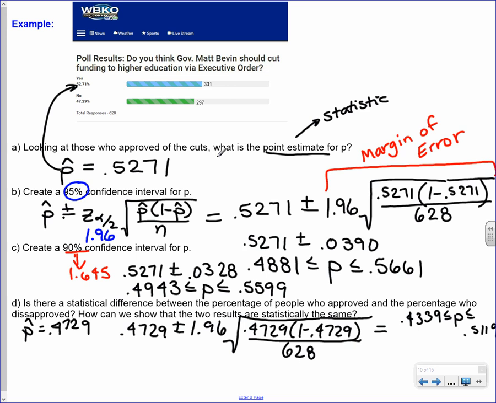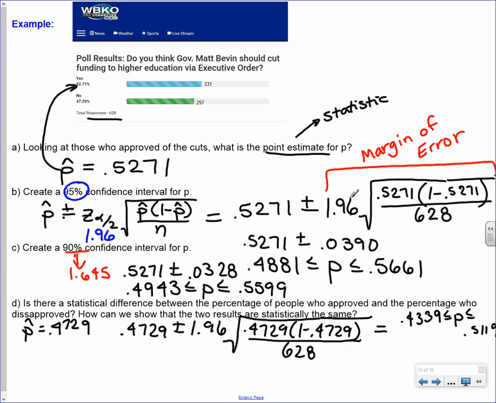So looking at those who approved of the cuts, what is the point estimate for p? Remember, the point estimate is just our statistic. So here that would be p hat equals 0.5271. Create a 95% confidence interval for p. Because we're doing 95%, our z alpha half is going to be 1.96. We take p hat plus or minus 1.96 times the standard deviation of the sampling distribution. So we'll have 0.5271 plus or minus 1.96, because of our level of confidence, times the square root of 0.5271 times 1 minus 0.5271, divided by 628, because that was our sample size here.